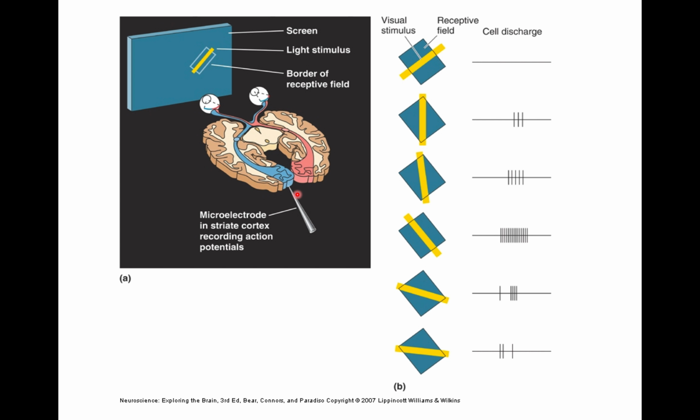And if we're recording from a simple cell, for example, it responds a little differently than what we saw for the retina, where we had these concentric circles. Instead, what we have is that they respond to these bars of light, because it's a composite of multiple receptive fields that we had in the LGN.